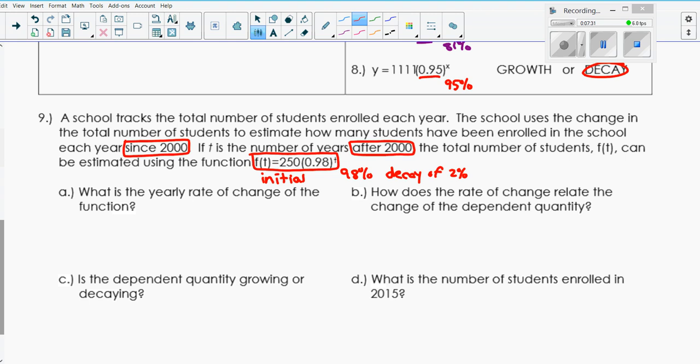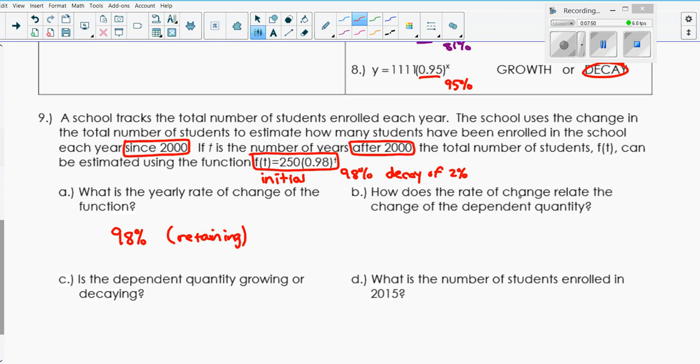The first part says, what is the yearly rate of change of the function? So that is our 98%. That means that we're retaining, I'll write that down, that we are retaining 98% each year. Because we're only retaining 98%, that means we're losing 2%.